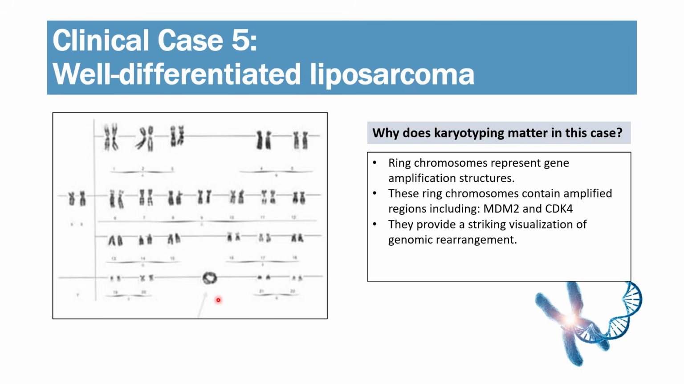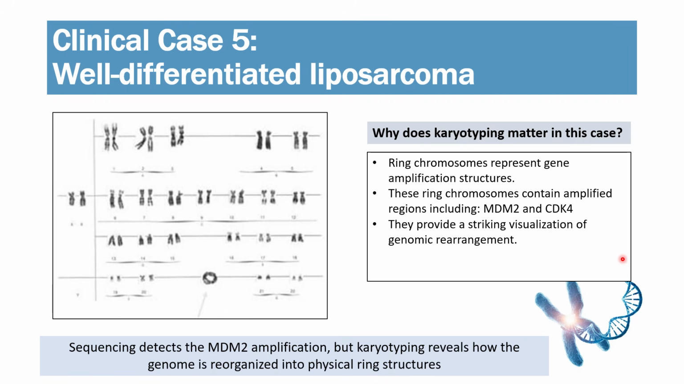You can, of course, do this by immunohistochemistry, but here you get a striking visual impression of what the actual genomic rearrangement is. So you can do NGS, which will detect the MDM2 amplification. But if you want to see exactly how the genome is reorganized into physical ring structures, the karyotype will show you.